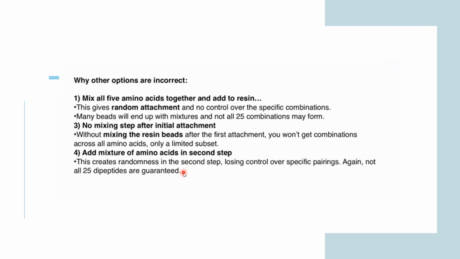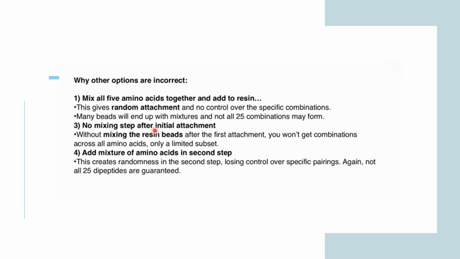So now coming to why the other options are incorrect. In the first, you have mixed all the amino acids together and added them to the rest. So this gives a random attachment. This doesn't allow you to have all the 25 combinations. It will give you a random attachment and no control over the specific combination. So many beads will end up with mixtures and not all 25 combinations will form. So if you randomly mix the 5 amino acids, it will not give you 25 combinations. It will be a random attachment.